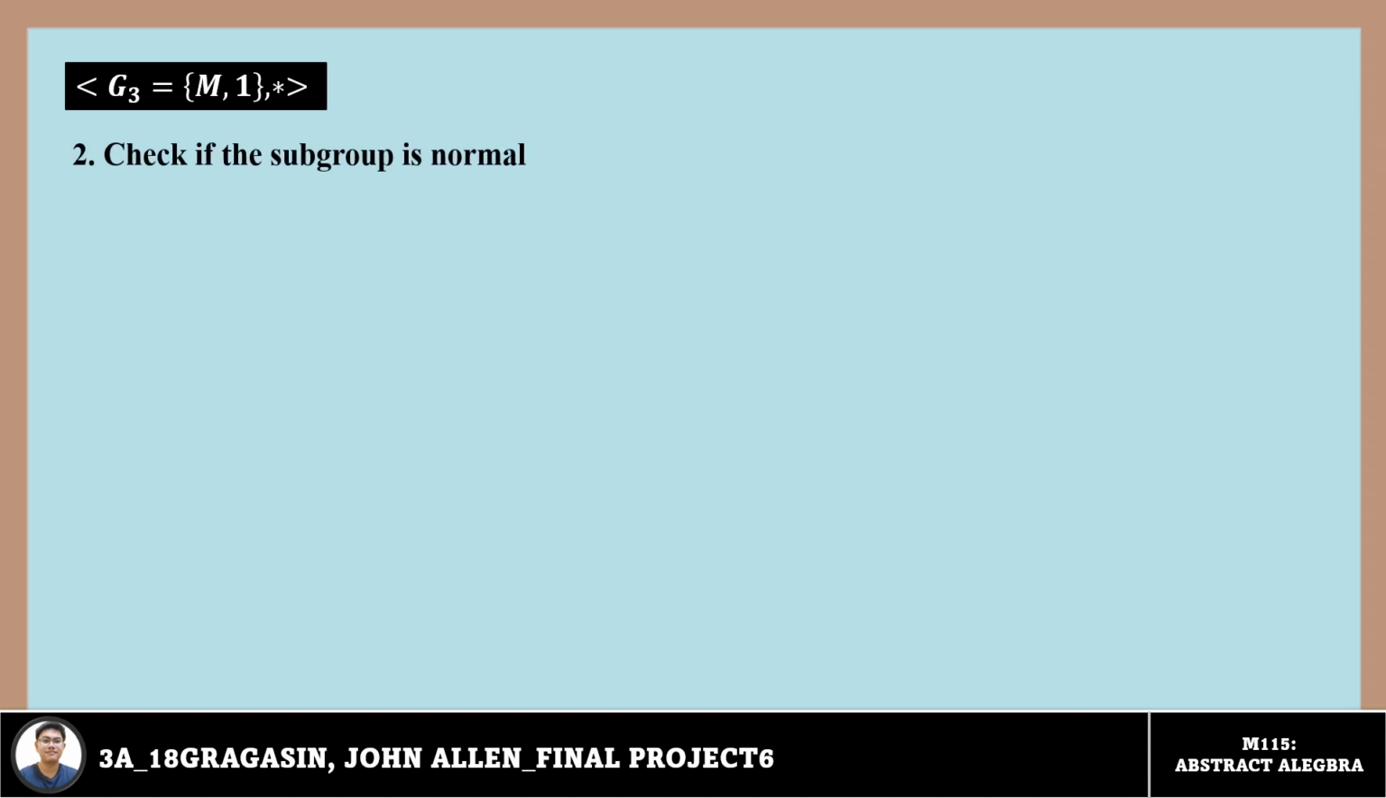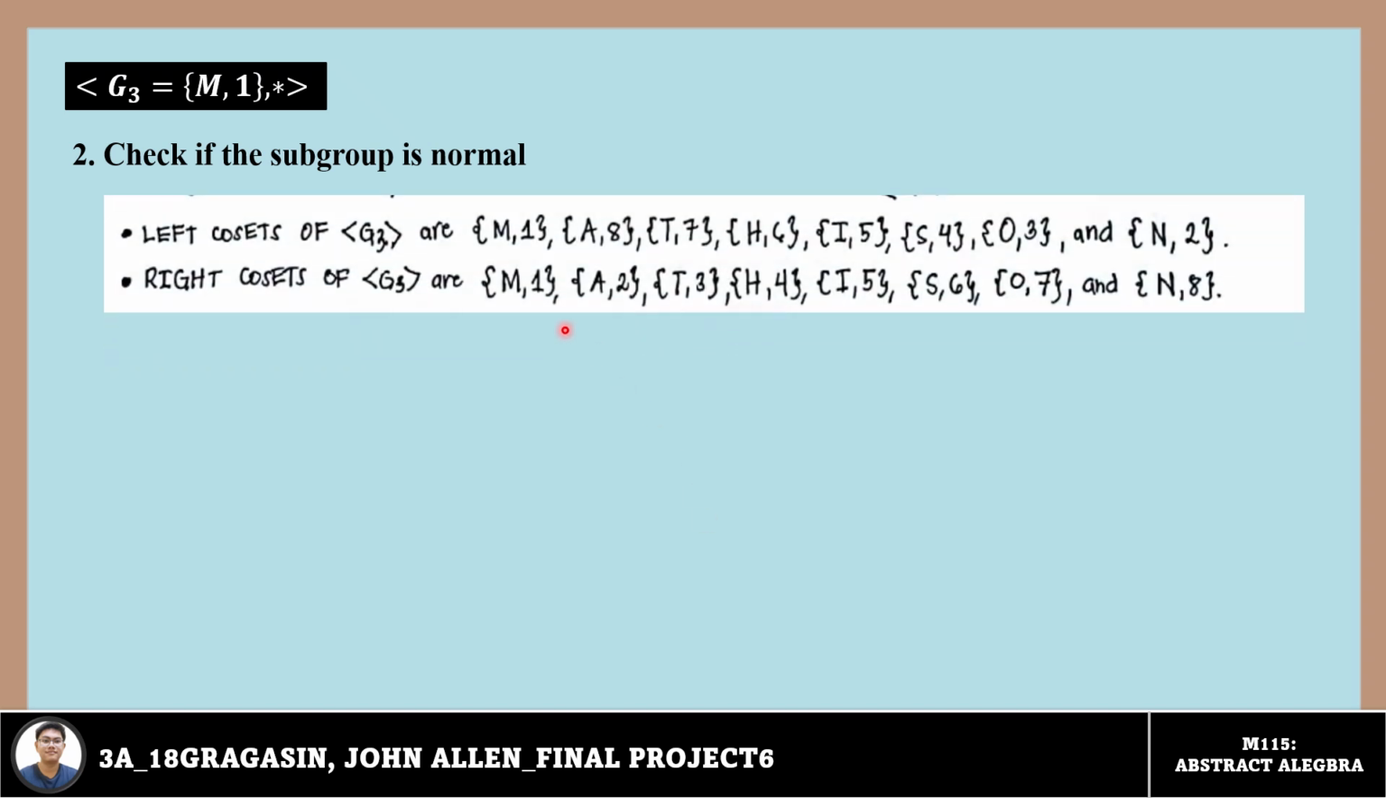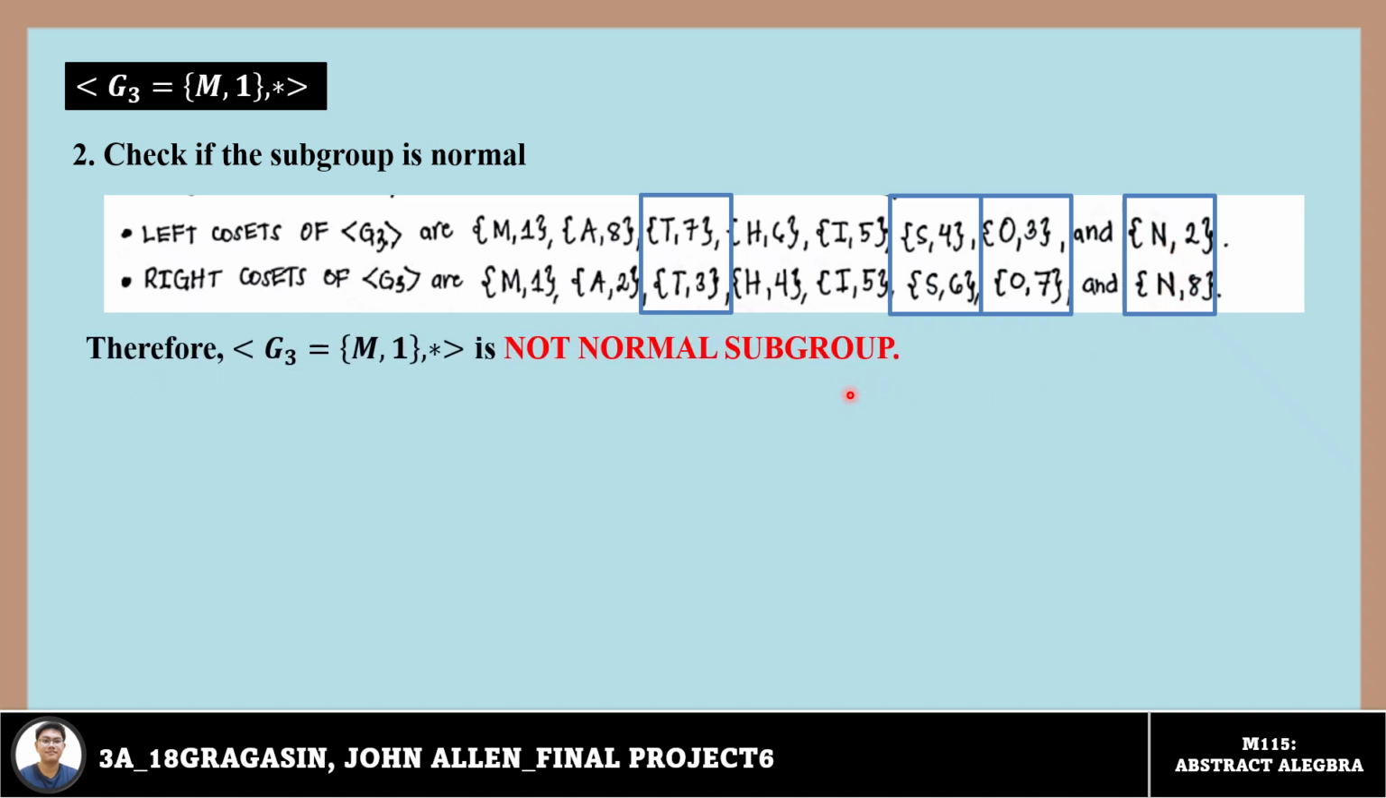And then check if the subgroup is normal. As you can see here, the elements T and 7 and T and 3 are not the same, as well as the S and 4 and S and 6, O and 3 and O and 7, and N and 2 and N and 8. Therefore, our subgroup is not a normal subgroup.